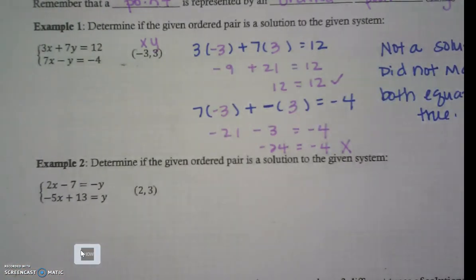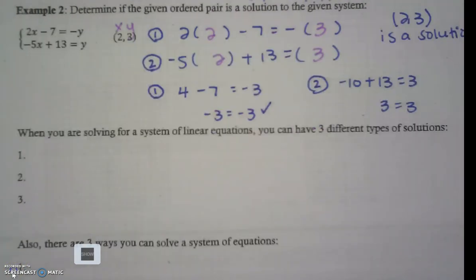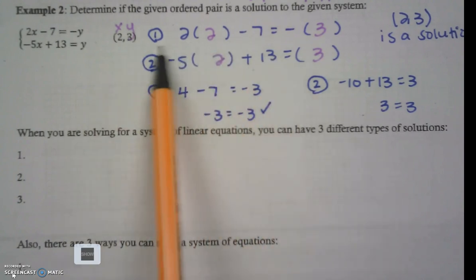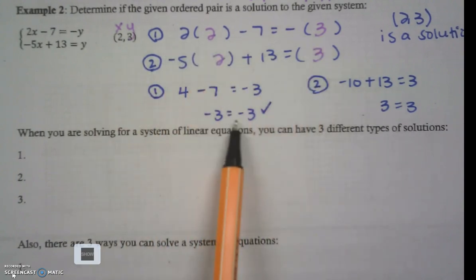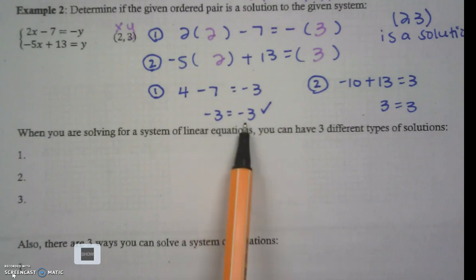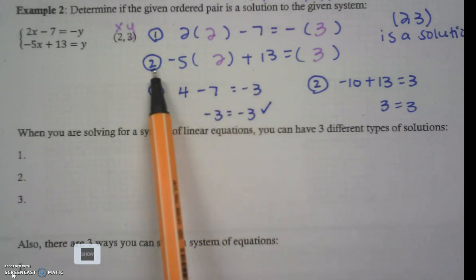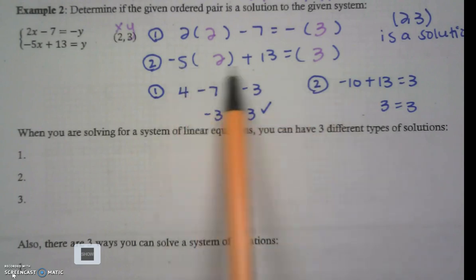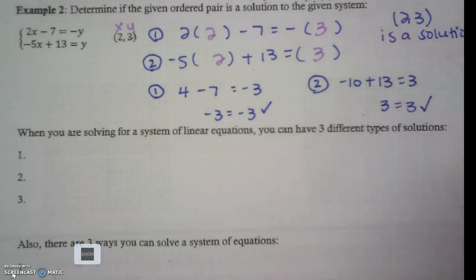So what I want to do is I want to encourage you to pause the video and try number 2 on your own. I hope you took the time to pause it because here are my answers. Okay. I put my work too close together, so here's me substituting in my points, and here's my solution. Negative 3 does equal negative 3. My second equation here, where I substitute in X and Y, and here's my solution. Both of these are true. So that makes this ordered pair, in fact, a solution.